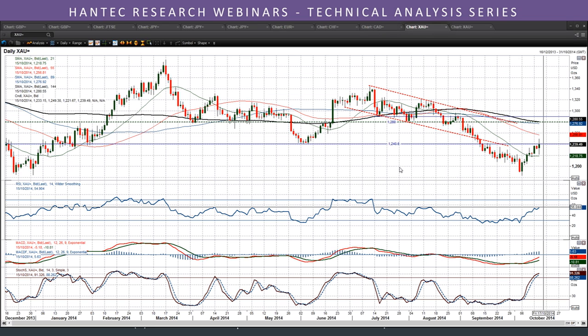So that's what we're looking out for. It's sort of 50-50 on gold at the moment. So you're looking for a close above 1240 spot 60 tonight, and continued upside tomorrow.